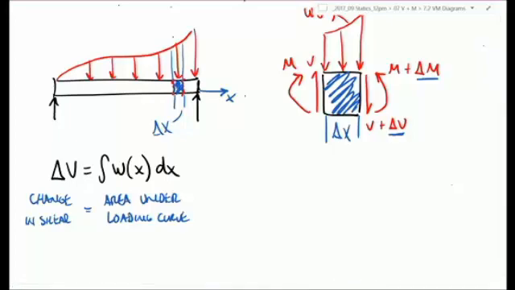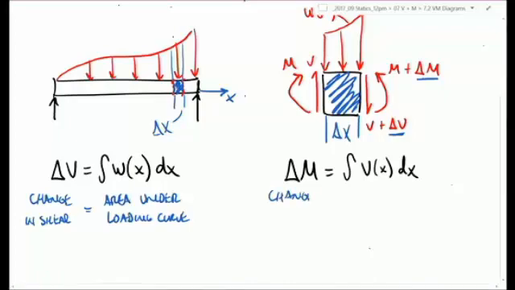And then over here on the right, we have delta M, change in our moment, is our integral of V sub x dx. And so this very similarly is the change in moment is equal to the area under our shear.